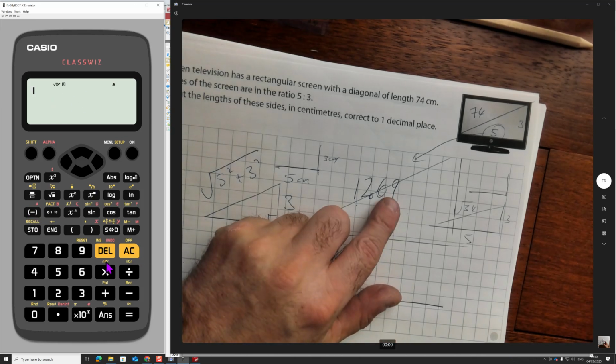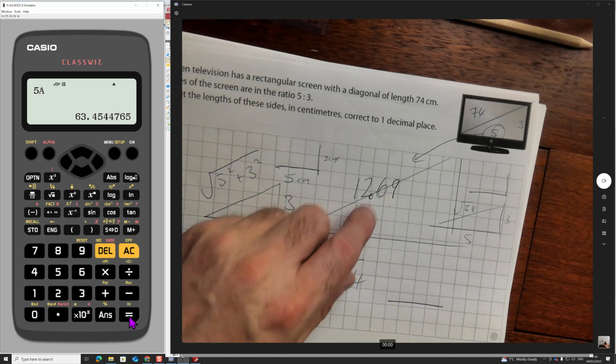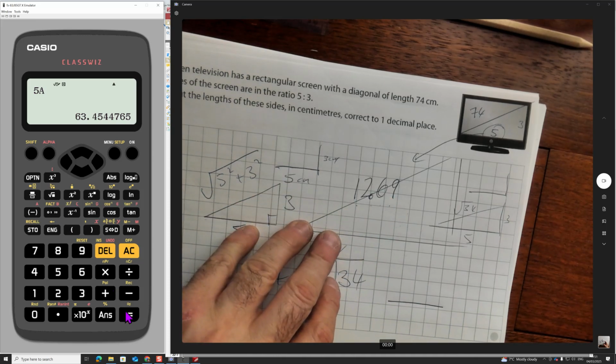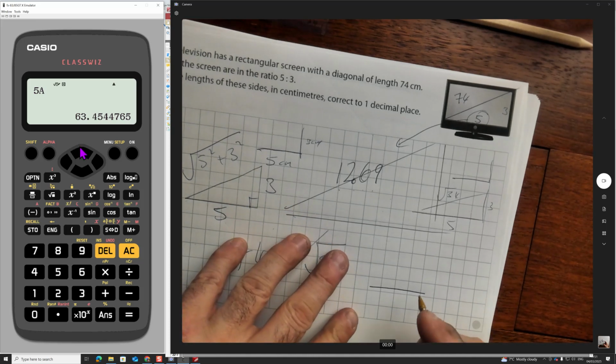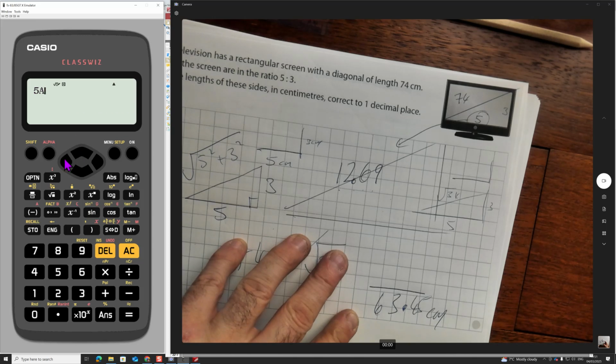Okay, and now I can say, hey, what is 5A? And I'll shift equals it. I get, by the way, I don't have to shift equals it. I can also look at it the other way, but it's not giving it to me. So that's fine. It's 63.45 centimeters wide. Yeah, and then the other one is 3 of them. So I can go back here and edit that into a 3. And equals or shift equals, and it's 38.